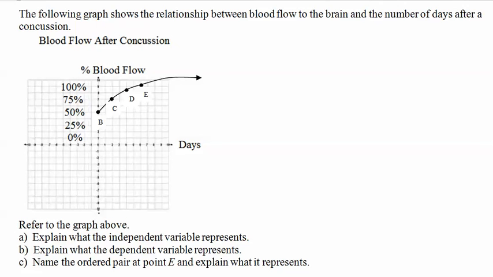So this is the relationship between blood flow to the brain and the number of days after concussion. So we put in number of days. That's our independent. And it shows you that once you've gotten away from concussion a little bit, the blood flow starts to come back to the brain more and more. Dependent variable is the percentage of blood flow.